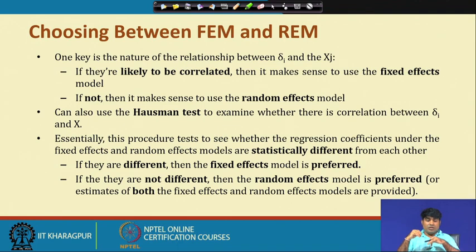Essentially, the idea is a procedural test to see whether the regression coefficients under the fixed effect and random effect models are statistically different from each other. Technically, if they are different, then the fixed effect model is the first choice. If they are not different, then the random effect model is the next preference.